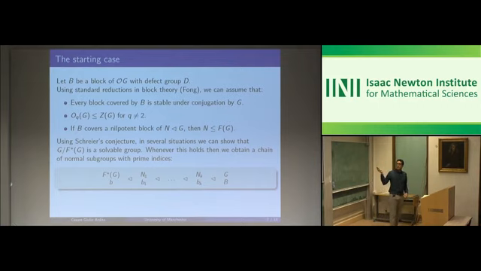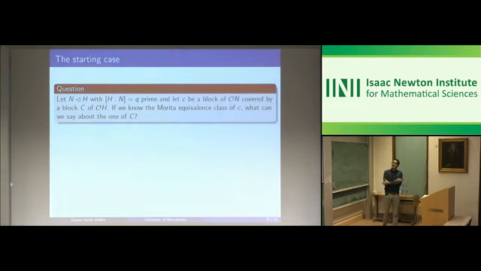So we have this chain. So the problem reduces now to a question, which is an extension problem. If we have a normal subgroup with prime index, and we have a block that covers another of the normal subgroup, and we know the Morita equivalence class of the block downstairs, what can we say about the one of the block upstairs? Can we give a finite list of possible Morita equivalence classes that can occur?